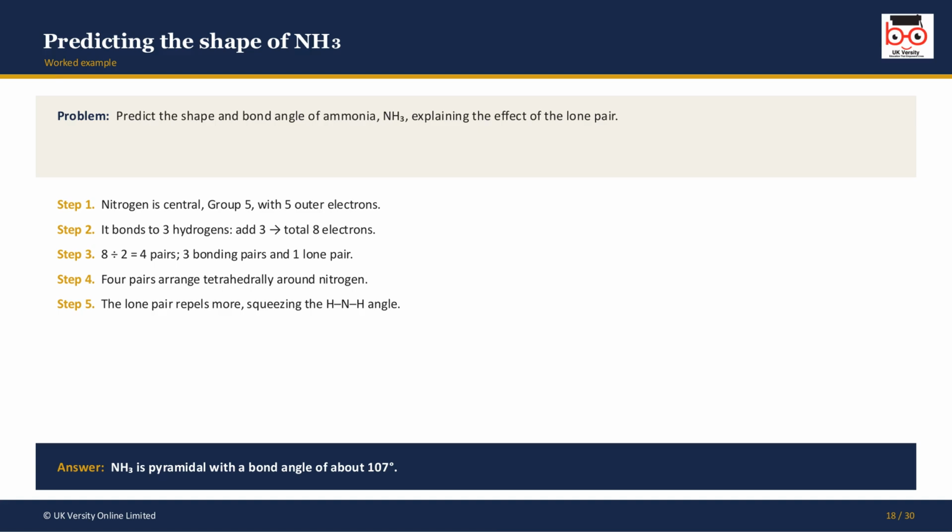Let's predict ammonia. Nitrogen is central in group 5. With 5 outer electrons, it bonds to 3 hydrogens, so we add 3, giving a total of 8 electrons. 8 divided by 2 is 4 pairs, made up of 3 bonding pairs and 1 lone pair. The 4 pairs arrange tetrahedrally around nitrogen, but the lone pair repels more strongly, squeezing the hydrogen-nitrogen-hydrogen angle. So ammonia is pyramidal, with a bond angle of about 107 degrees.